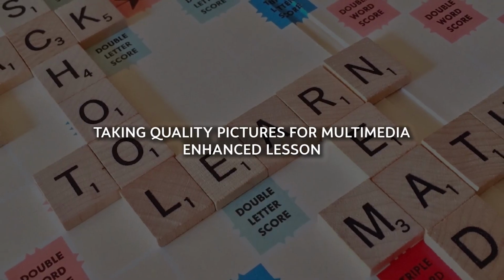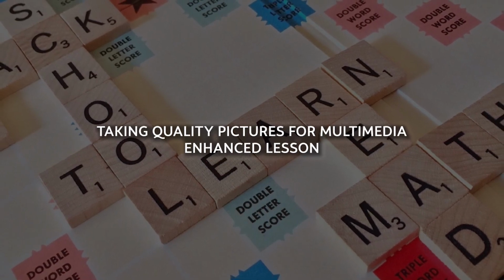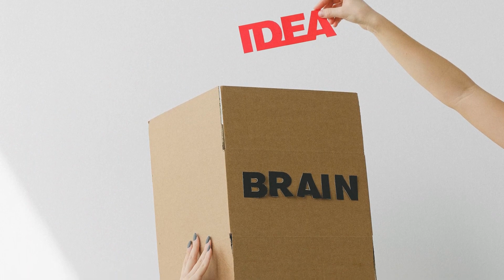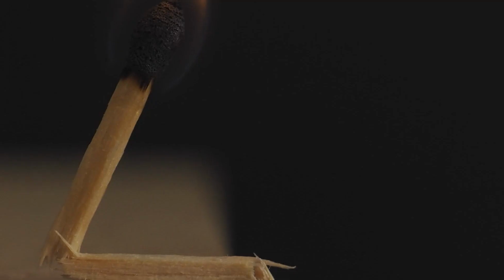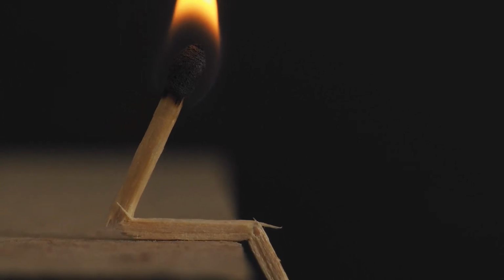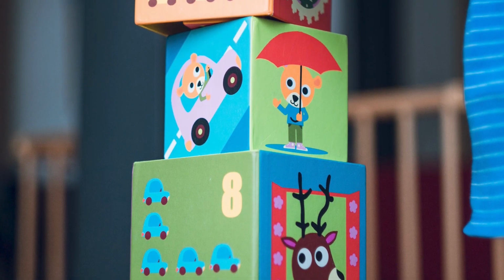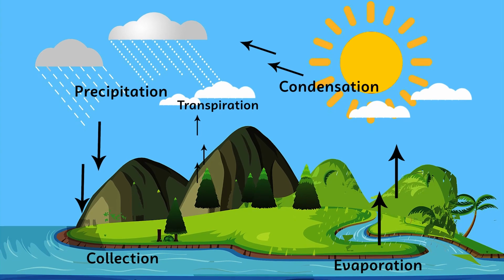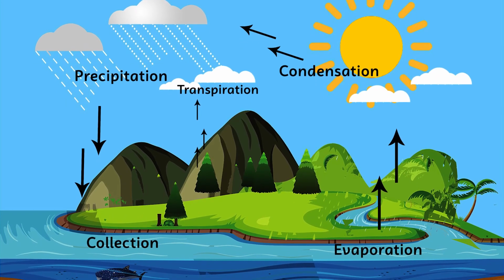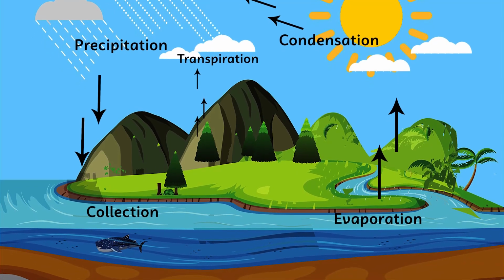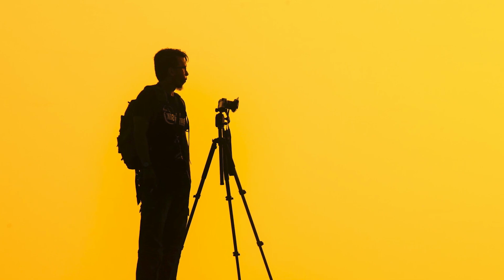Taking quality pictures for multimedia enhanced lessons. A photograph is worth 1,000 words, through which a complex idea can be conveyed with just a single still image. Pictures make it possible to absorb large amounts of data quickly. Using photographs for explaining complex phenomena is one of the teaching aids of modern education system that is practical all over the world. To take quality pictures for multimedia enhanced lessons, it is important to consider the following tips.